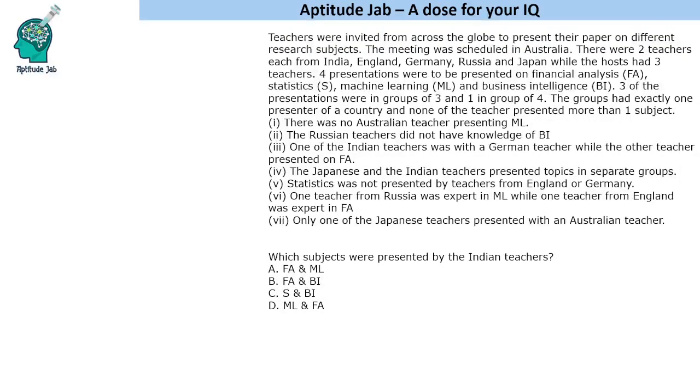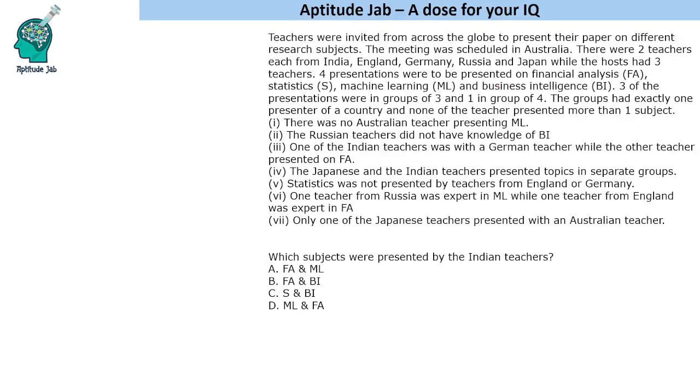This is a reasoning puzzle wherein you have to have a matrix of people with their subjects. It says that teachers were invited from across the globe to present their paper on different research subjects. The meeting was scheduled in Australia. There were two teachers each from India, England, Germany, Russia and Japan. So 10 plus 3 from Australia, right? The host was Australia, so 13 teachers.